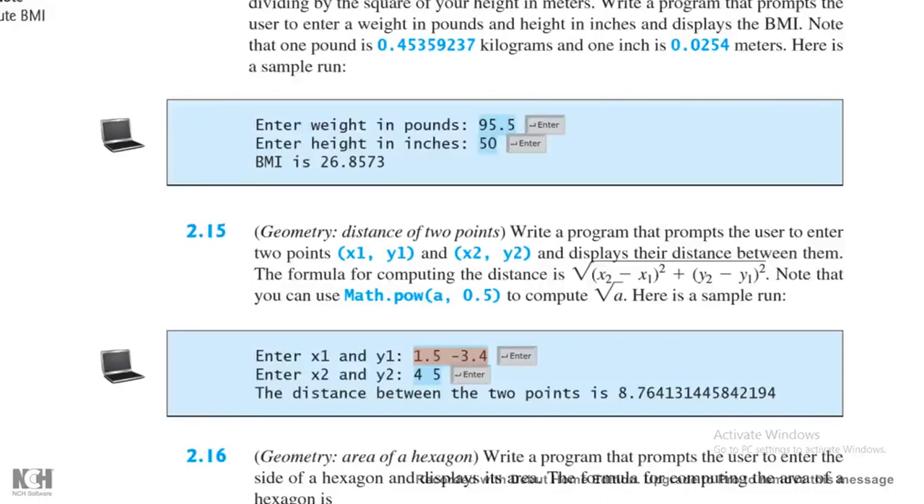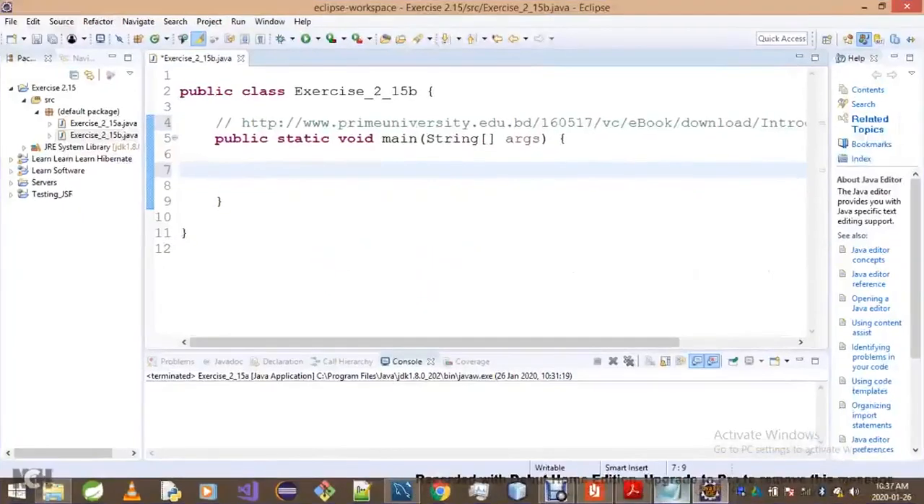Note that you can use math.pow(a, 0.5). You'll pass that to the pow method in the Math class, which you don't need to know much about for now. That is equivalent to computing the square root of a. So here's a sample run. As you can see, let's try giving a solution now.